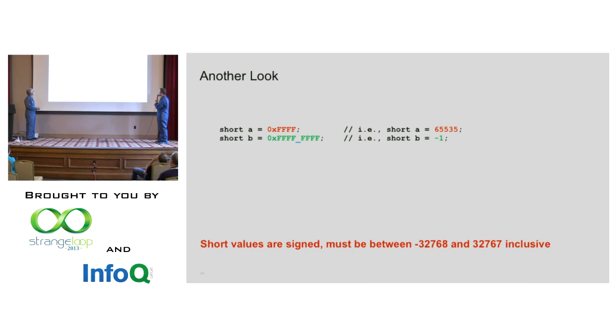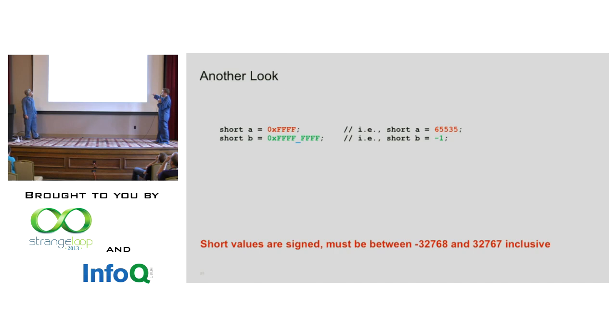So first of all, let's look at this value, 0xFFFF. Also note that short values are signed and that their values must be between negative 32,000 and positive 32,000. And what is that? That is negative 2 to the 15th through 2 to the 15th minus 1. Exactly. And then let's take a look at this first value. Now note that both of these things on the right side here are int literals.